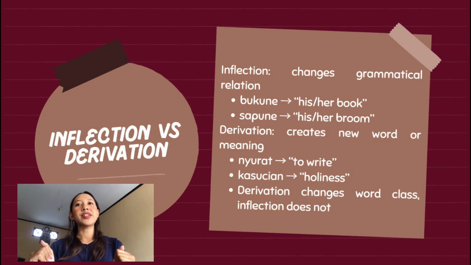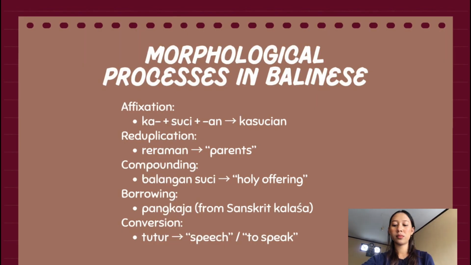So in Balinese, inflection and derivation have different functions. Inflection changes grammatical relation without changing the word class. For example, bukune means his or her books, and sapune means his or her broom. Meanwhile, derivation creates a new word meaning. For instance, nyurat, which means to write, and kasucian means holiness. So inflection focuses on grammar, while derivation focuses on meaning and word class.